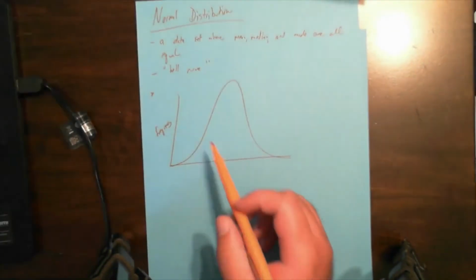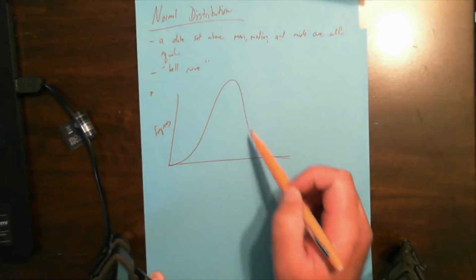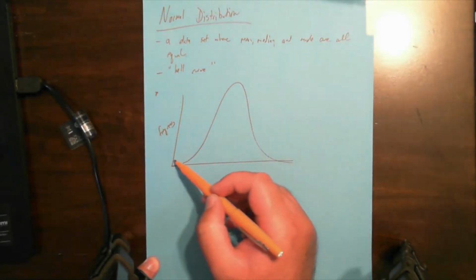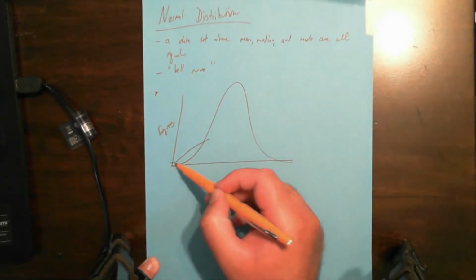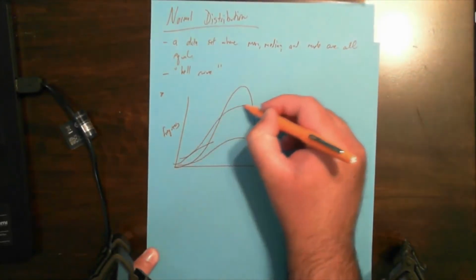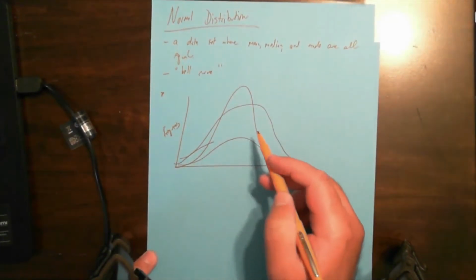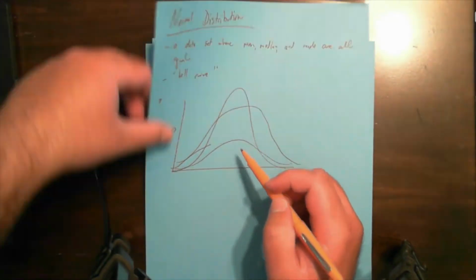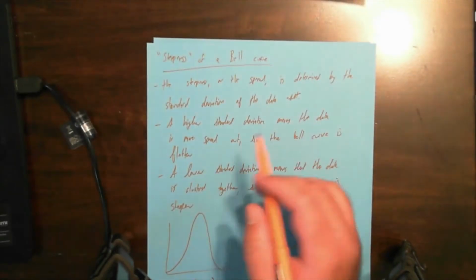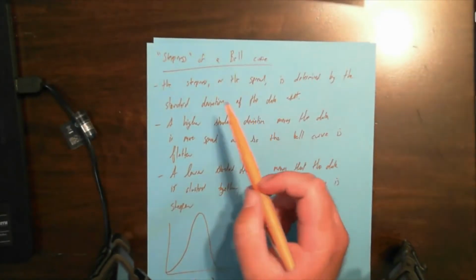Okay, so you might ask, well, does the bell curve always have to look exactly like that? Well, no. It could be a steep bell curve, or it could be one that's a little bit flatter, maybe a bit like that, or even somewhere in the middle. Okay, so how steep your bell curve is really determined by how spread out your data set is.